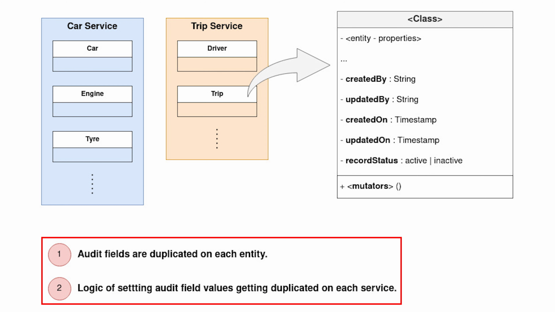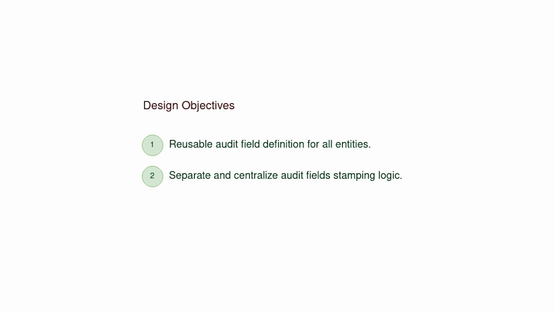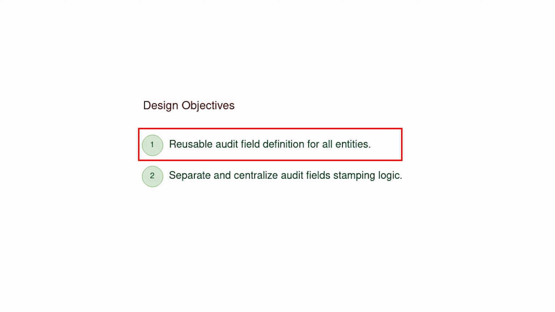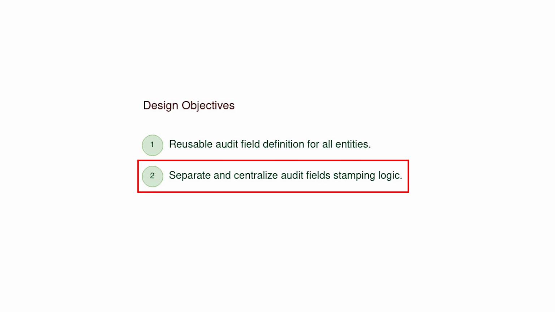So this results in an unnecessary duplication of code, and we can separate this from the entity mainly to gain more focus on the business aspect of the entity. Those are the two main design objectives that I am planning to achieve in this implementation. The first one is to define a reusable set of audit fields for all the entities. And the second one is to have a centrally managed logic behind the audit field population.